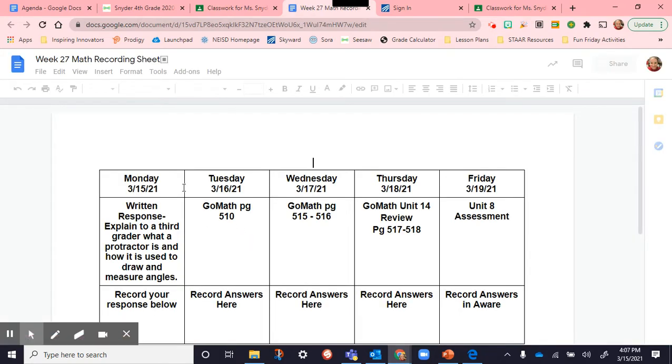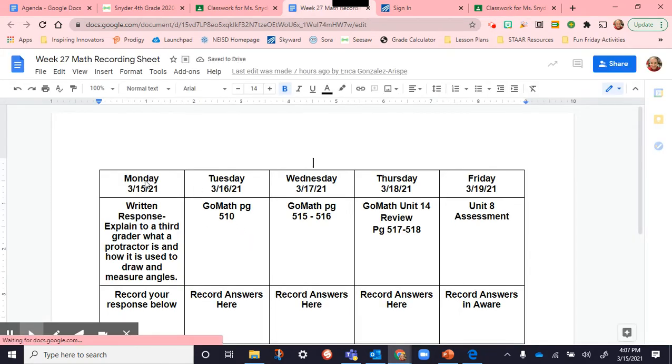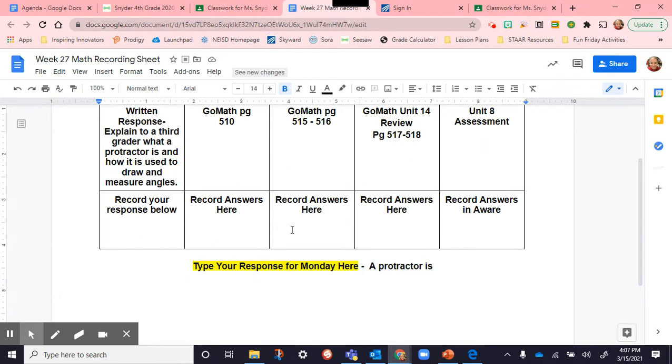All right, so you've got Monday, Tuesday, Wednesday, Thursday, Friday. So Monday is a written response, and I want you to explain to a third grader what a protractor is and how it is used to draw and measure angles. So there's 3 parts to this. So first, what is it? Second, how do you use it to draw angles? Third, how do you use it to measure angles? So make sure you get all 3 parts, and you're recording your response below.